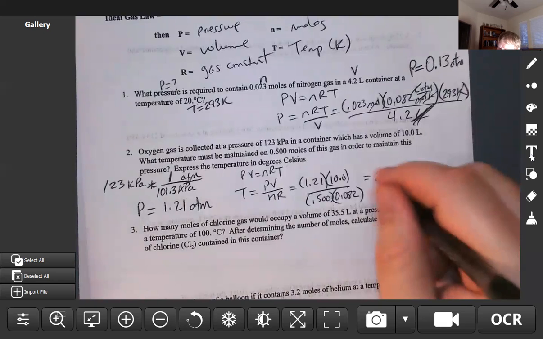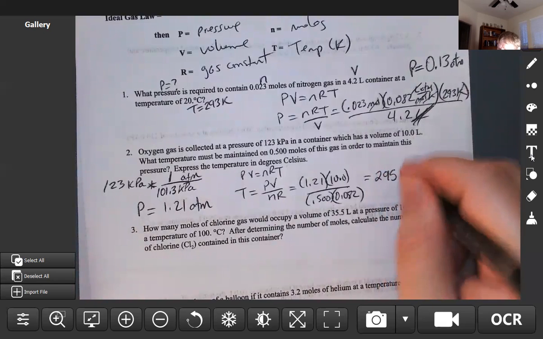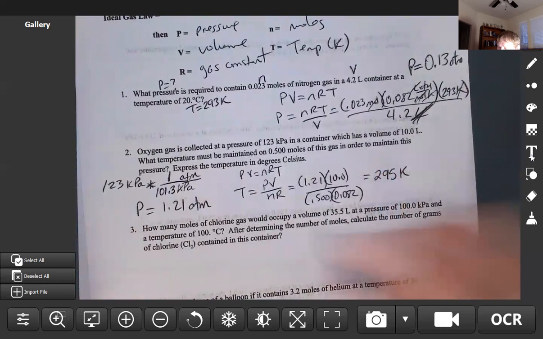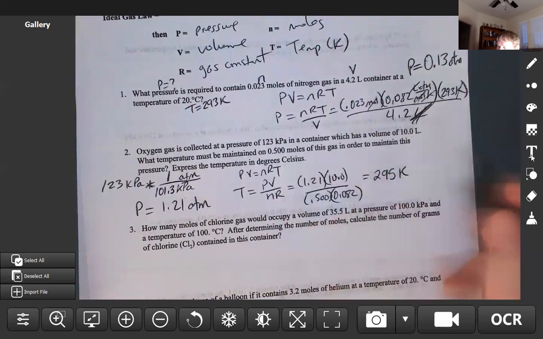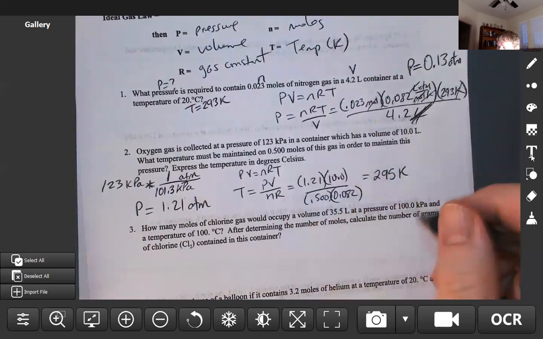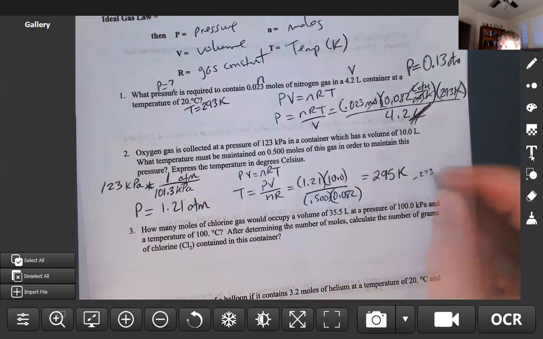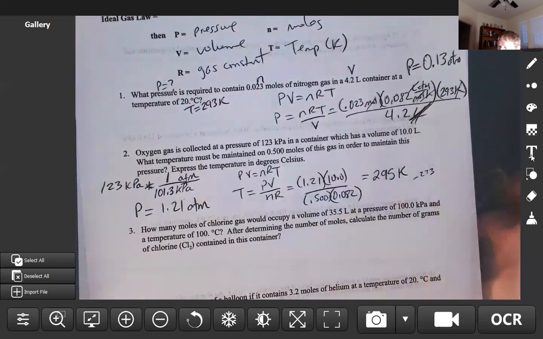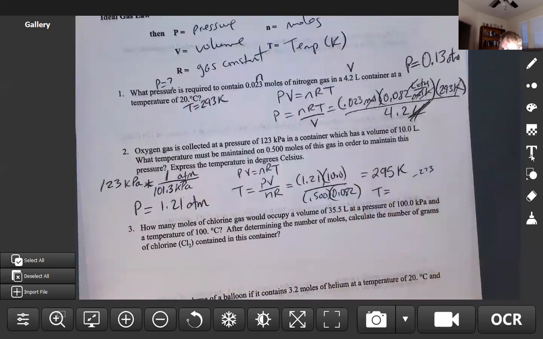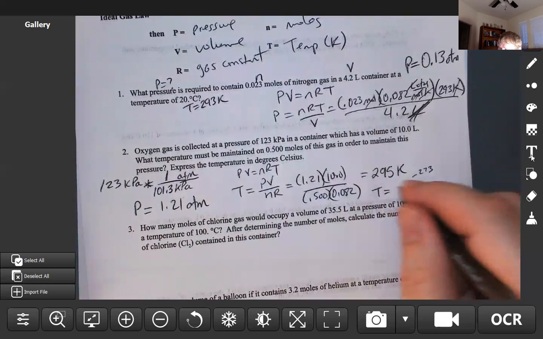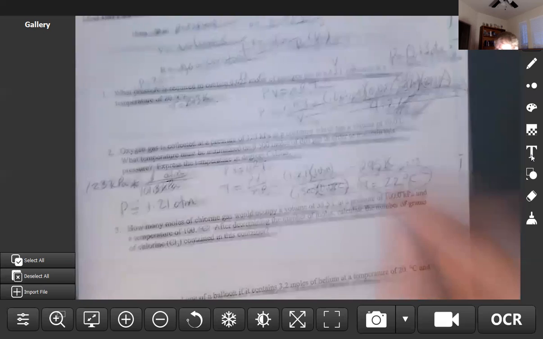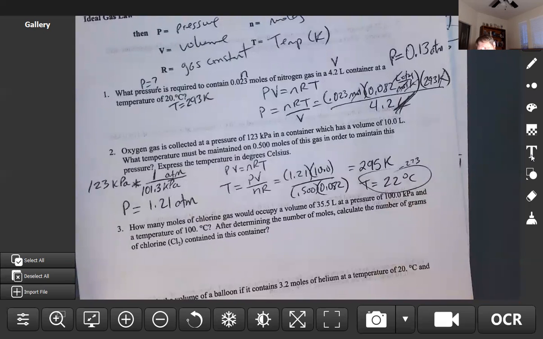All right, came out to be 295 Kelvin. Remember, temperature in all this is Kelvin, so our answer would be in Kelvin. If it wants it in Celsius, we have to subtract 273. So our temperature will be, I believe that's 22 degrees Celsius. Yep, answer's at the bottom.